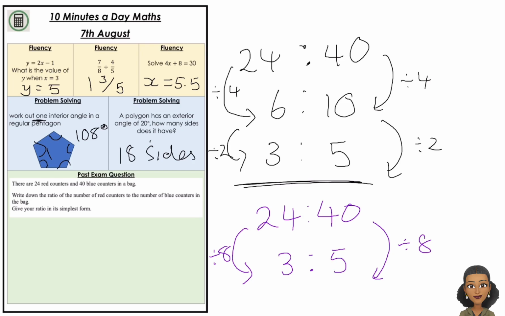So you can see that in the purple method, I've used the highest common factor. And in the black method above, I've just used factors, and I've had to do it more than once. Both ways are fine, and both methods will get you to the same answer, which is 3 to 5.